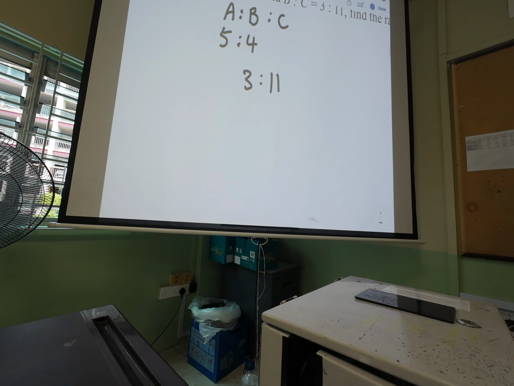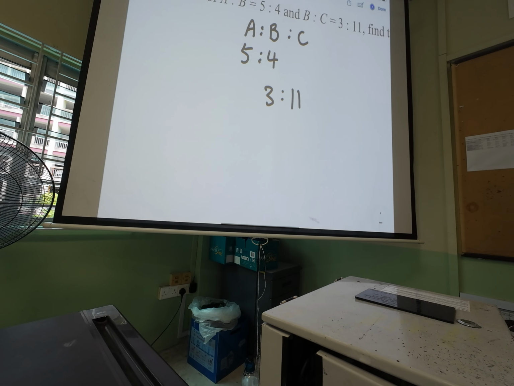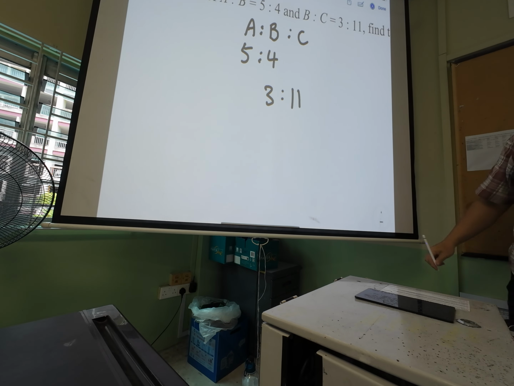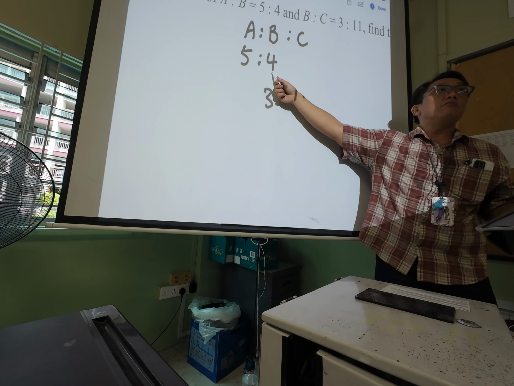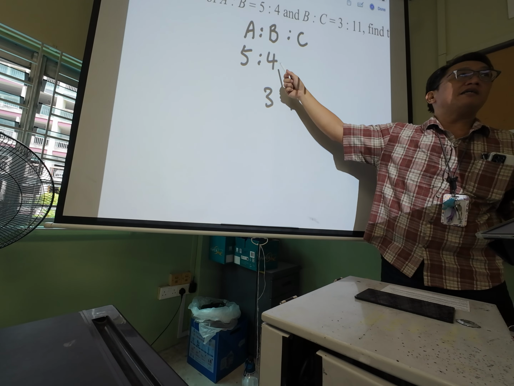So in this case, 5:4, I want to change it until I can make the middle number the same. 3:11, I want to change this until the middle number is the same. So only by multiplication or division. Then I want to multiply something, then they become the same.